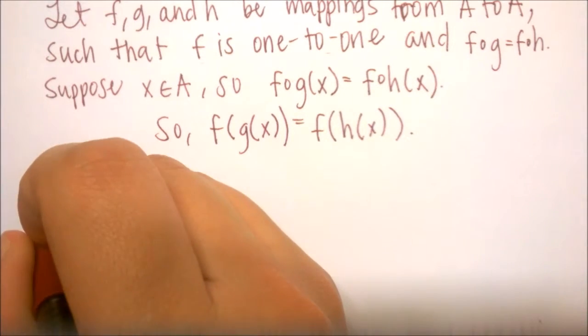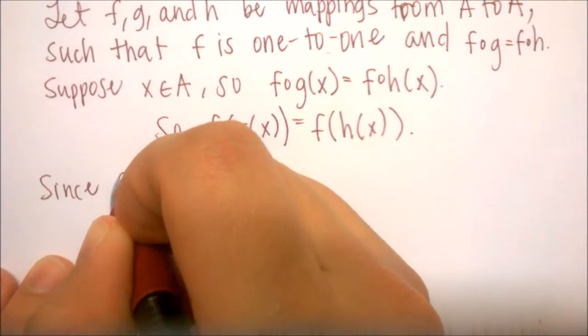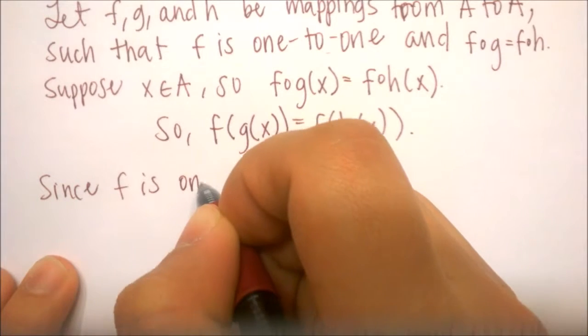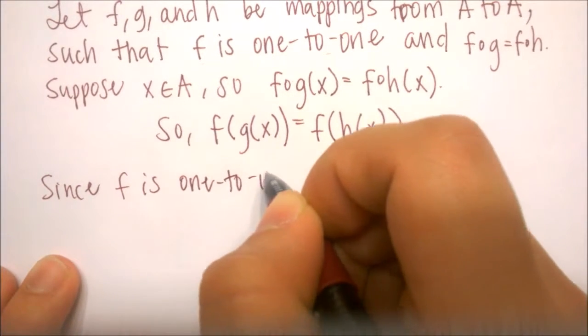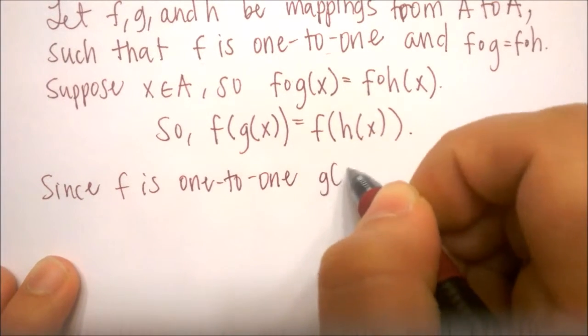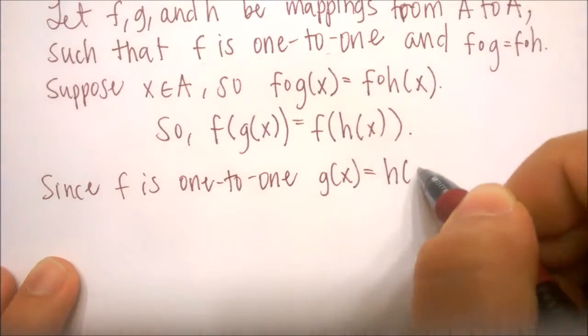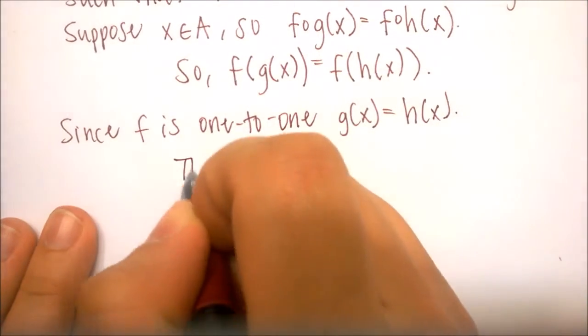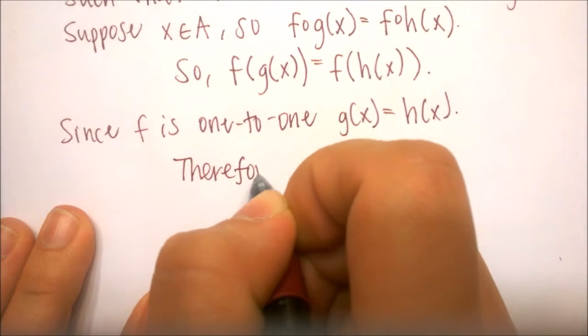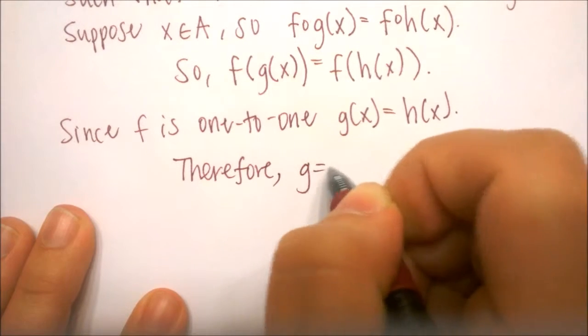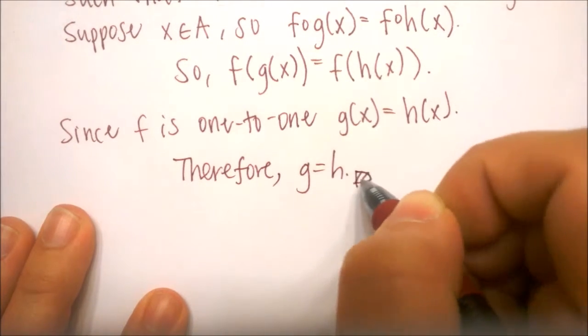We just have to say, since f is 1 to 1, g of x equals h of x. Therefore, g equals h. And that concludes.